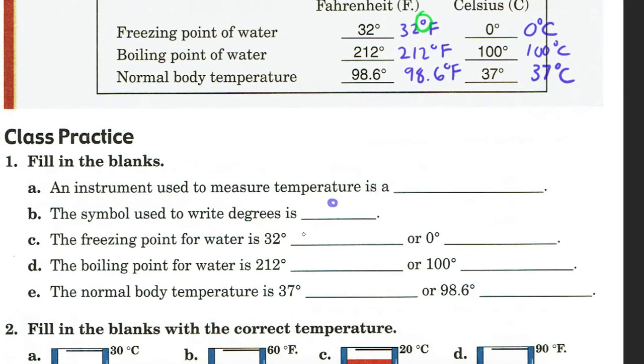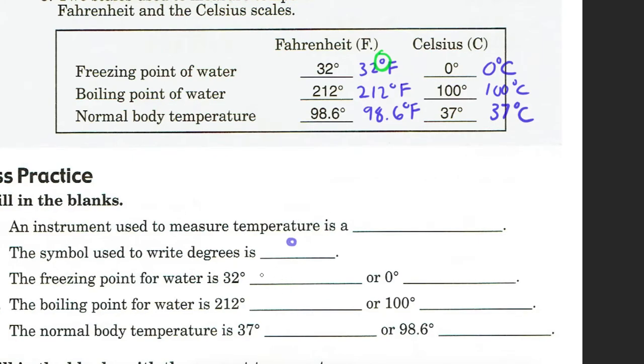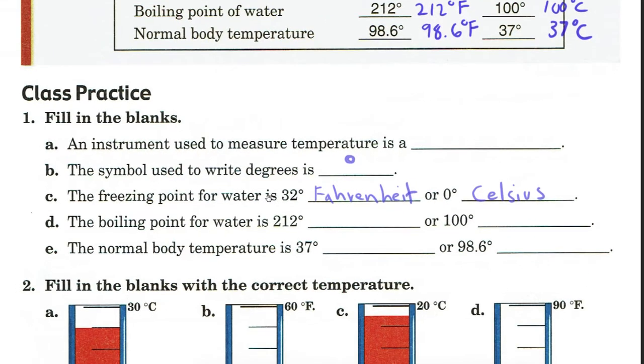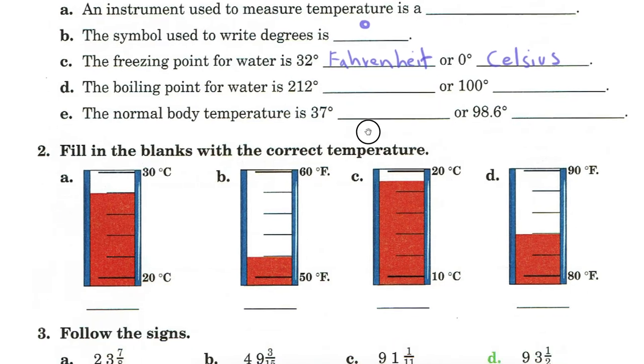The freezing point for water is 32 degrees, Celsius or Fahrenheit? Let's look up here. The freezing point of water, the point where water starts to become ice, is 32 degrees Fahrenheit. So you would write Fahrenheit here. Or 0 degrees Celsius. I think you could do the rest yourself.